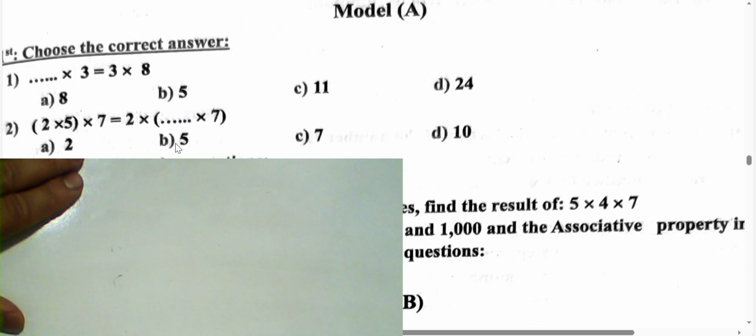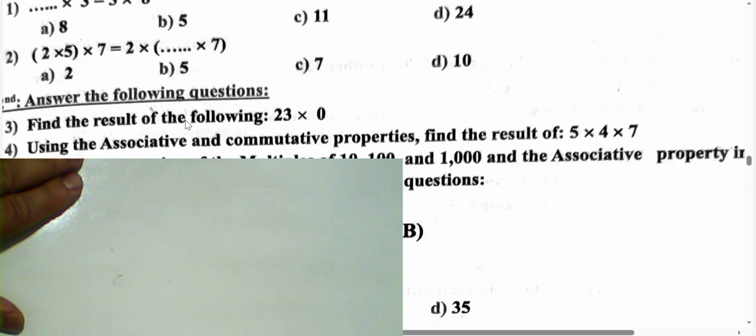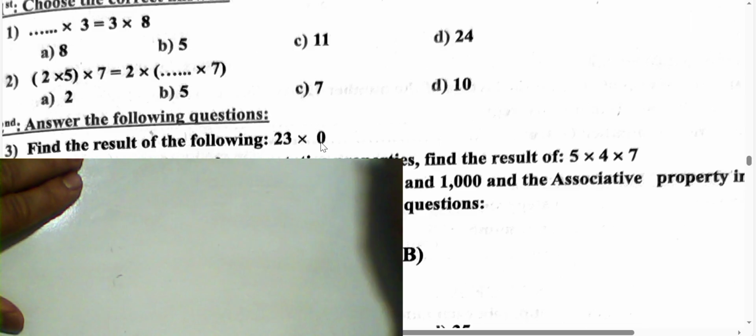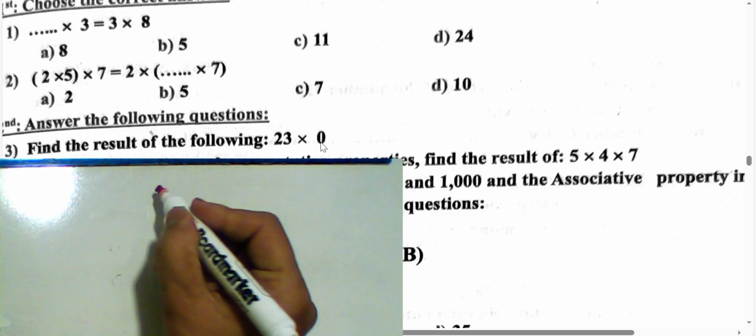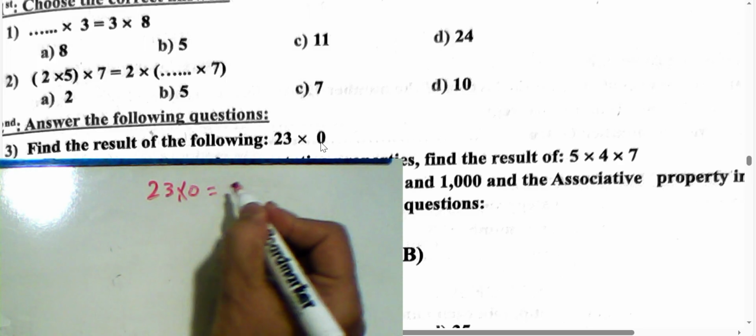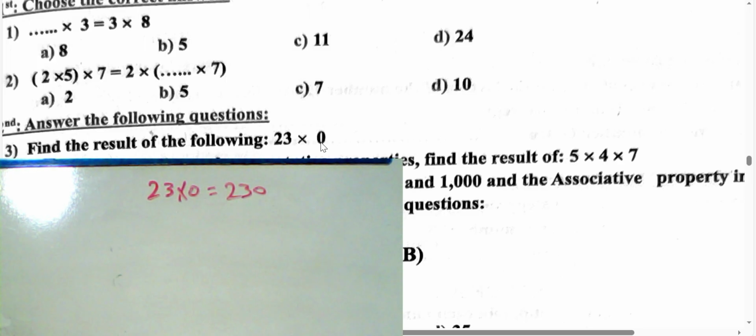2 times 5 times 7 equal 2 times what times 7? What's the number we would write here? We must write 5. 2 times 5 times 7 equals 2 times 5 times 7. Write 5 here in the space. Answer the following. 23 times 0 equals 0. Any number product by 0 equals 0. We call it the property of product by 0.